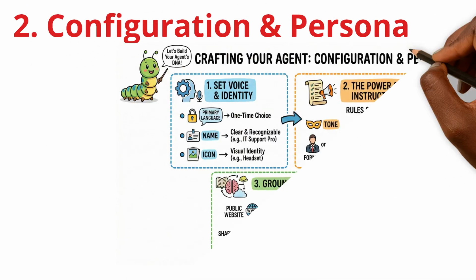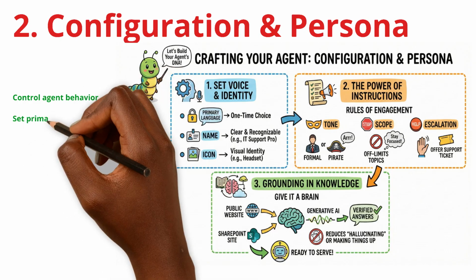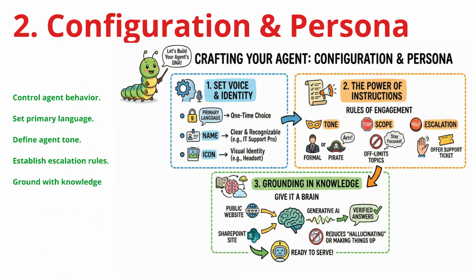We are here to help build your agent's DNA through configuration. This route gives you granular control over exactly how your agent behaves. First, we start by setting the voice and identity. You make a vital, one-time choice for the primary language. Then you give it a clear name, like IT Support Pro, and choose a recognizable icon so users instantly know its purpose. Next, we move to the power of instructions.